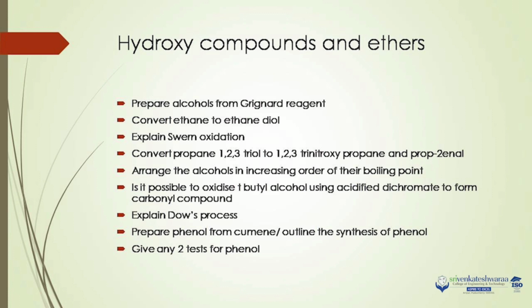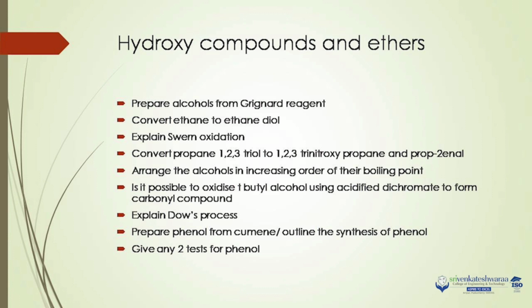Now coming to the arrangement of alcohols in increasing order of boiling point. Generally, as the molecular mass increases, the boiling point also increases. That is the main concept. If the chains are branched, the boiling point decreases. And that is about the order of boiling point. And then Dow's process and preparation of phenol from cumene, that is the synthesis of phenol, and two tests for phenol, just go for that one.